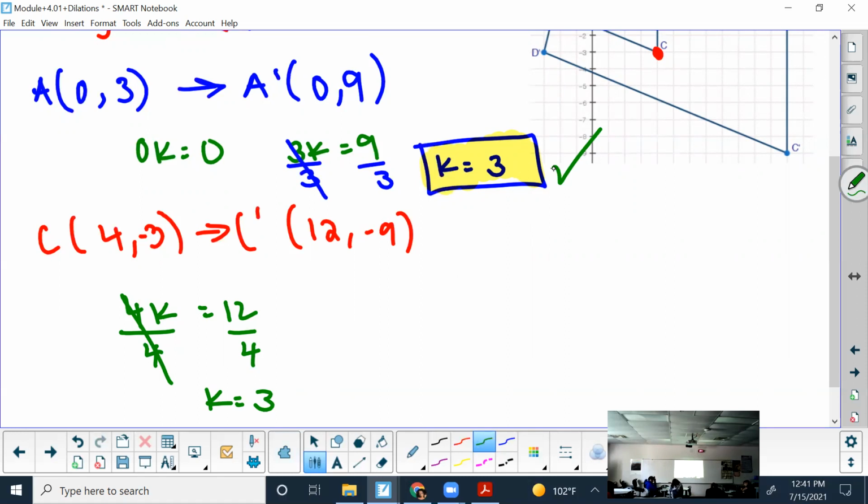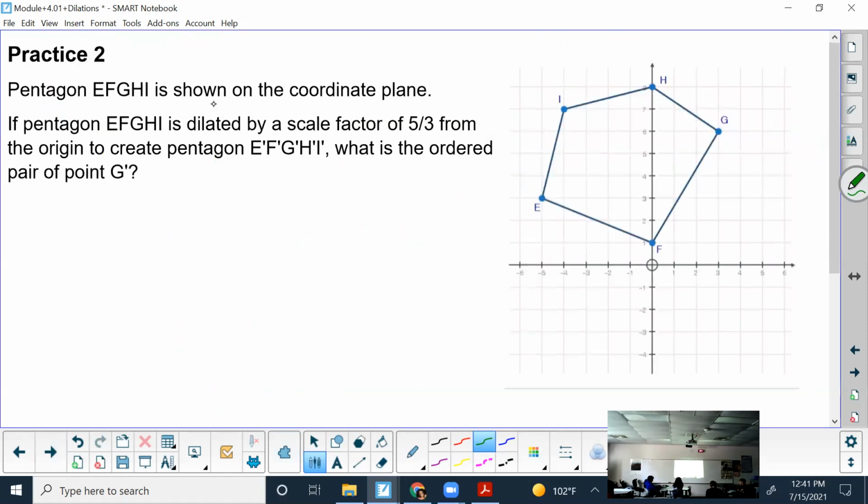Now I'll have you try this next one on your own. I think you're getting the pattern of it. Practice 2 says pentagon EFGHI is shown. It is dilated by a scale factor of 5/3 from the origin to create the dilated image. What is the ordered pair of point G? Multiplying by a fraction, you can use your calculator, so I'm going to let you deal with that. It gives you the scale factor, so what is going to be the new point G? I'll give you about a minute.